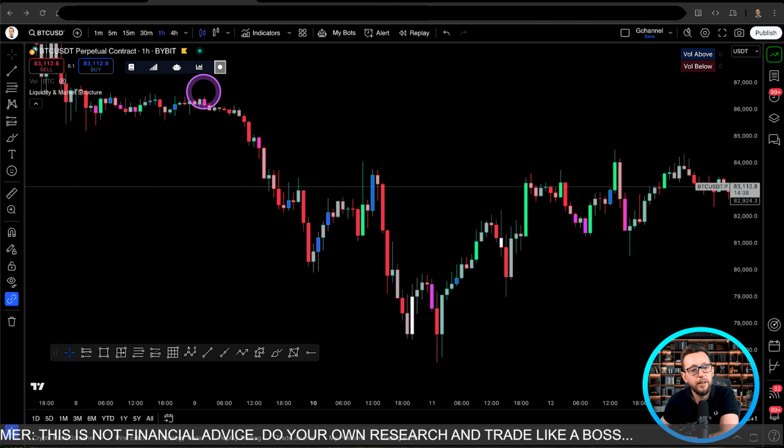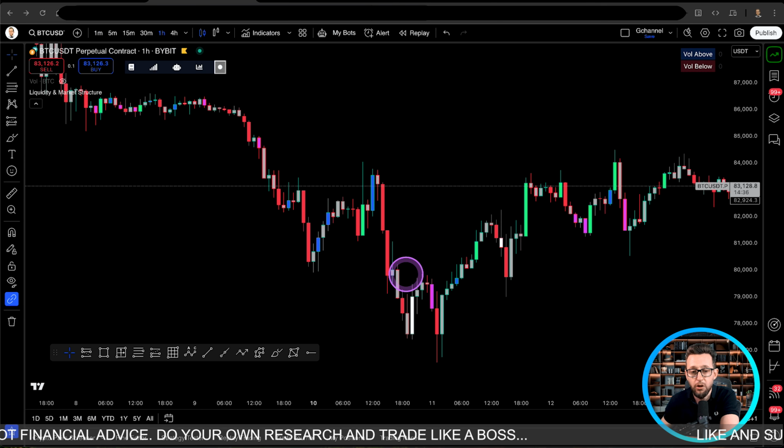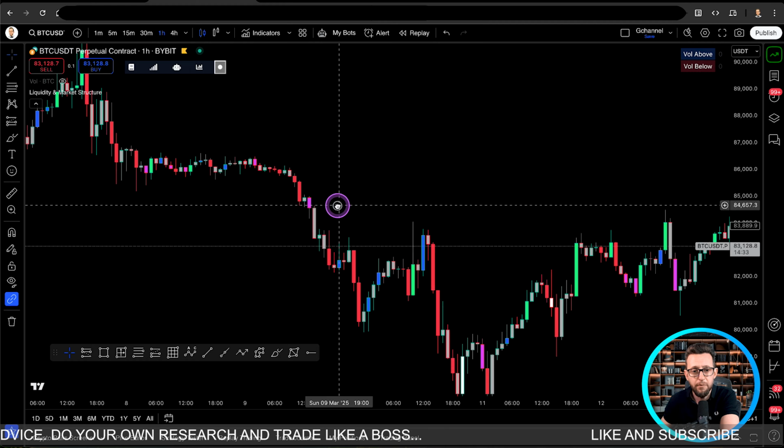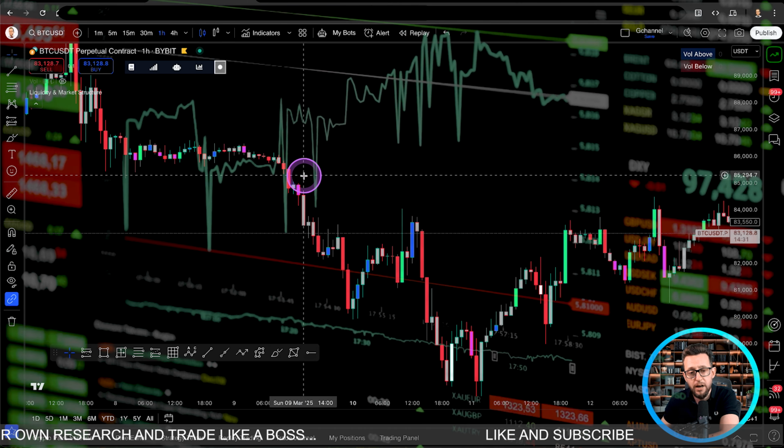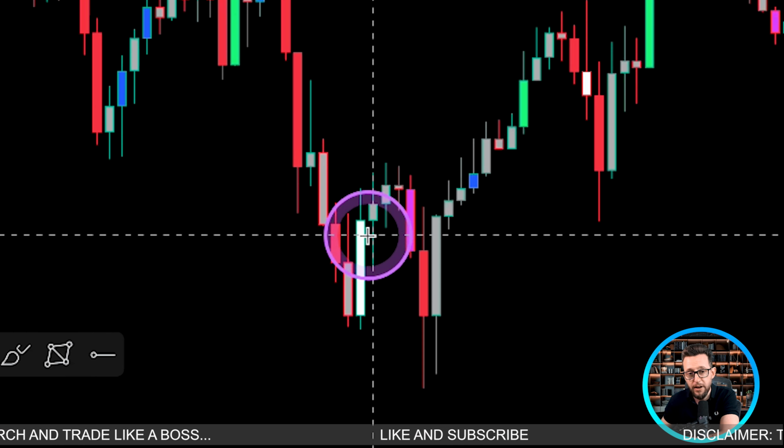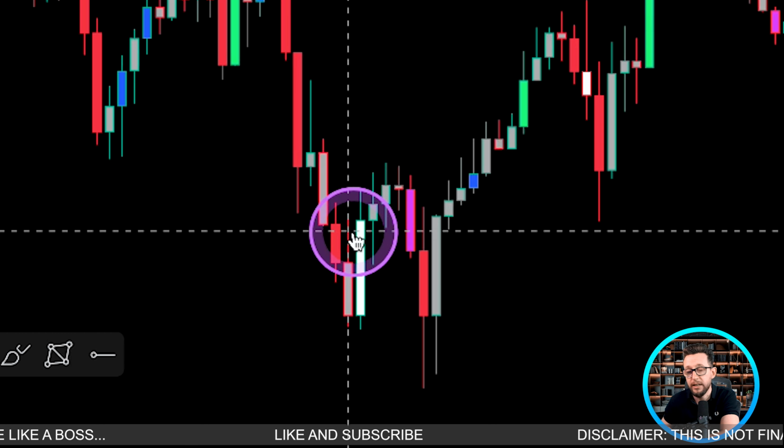I learned a lot about the vector candles from a guy called Ollie, who was in my Discord a long time ago, and I've been playing around with the algorithm to try and make them better. This is where I've added this white candle here, which I will explain in a minute.